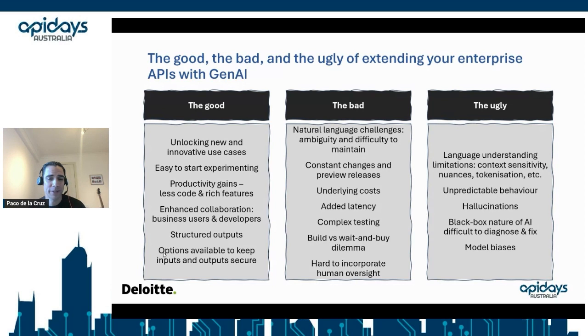Sometimes we also face the build versus wait and buy dilemma, right? Sometimes we build a custom solution and then in 3-6 months time, it's already a product off the shelf, right? So we don't know if we should wait or we should start building something custom there, for example. And when we're using it to build APIs, then it's really hard to incorporate human oversight, right? When you're building chatbots, you can keep disclosing this is a GenAI generated response. Just make sure you're assessing for accuracy. In the case of APIs, because clients will be interacting with these APIs, it's hard to incorporate human oversight.